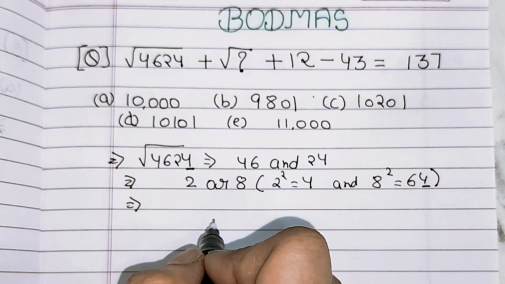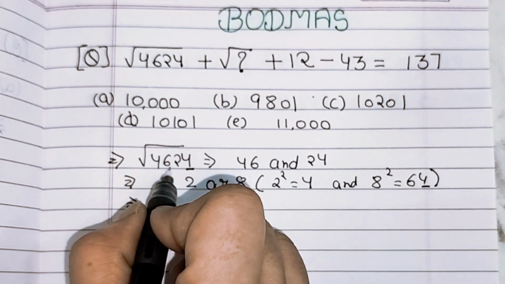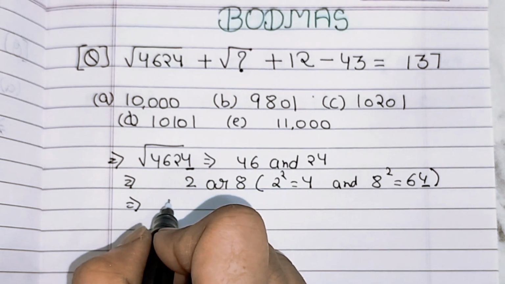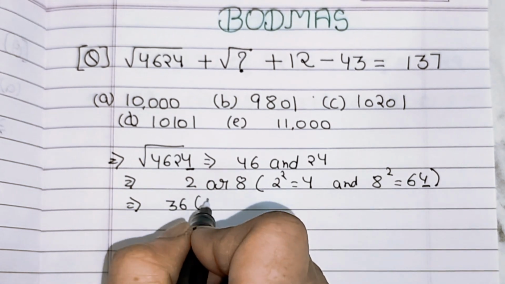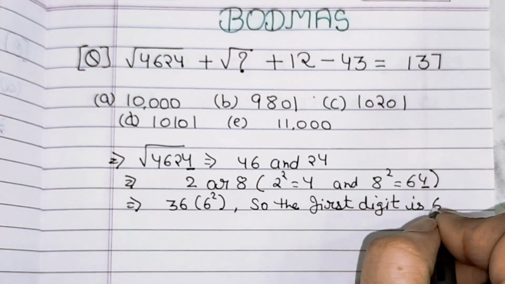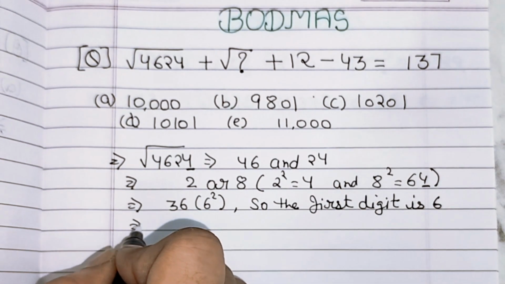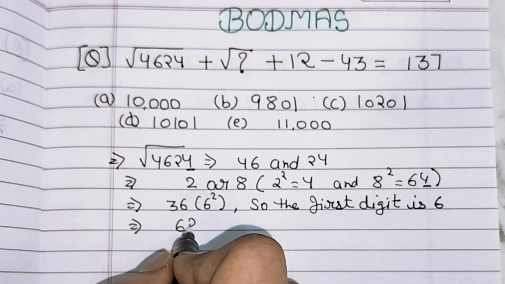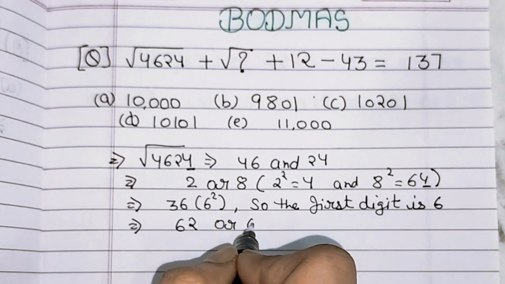Now the third step. Look at the first part. The number is 46. So the largest perfect square less than 46 is 36. It means 6 squared. So the first digit is 6. Now determine the final digit. The number is either 62 or 68.